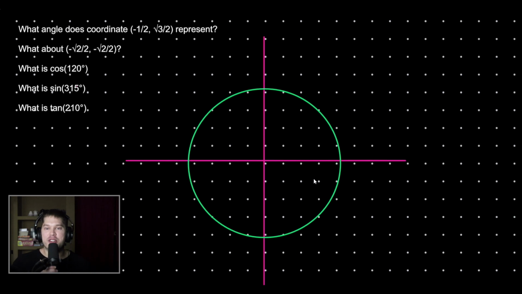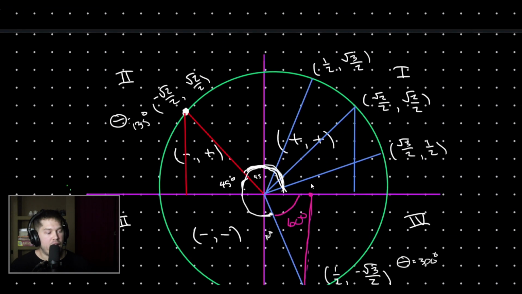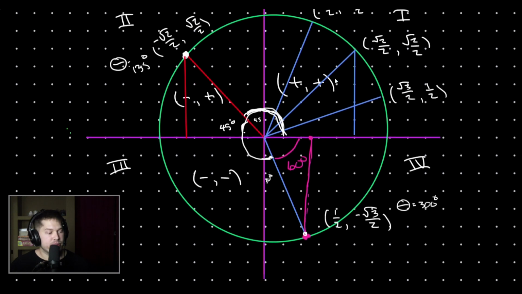Okay, so first of all, we need to ask ourselves, what quadrant are we in? Well, our x value is negative and our y value is positive, so that means we'll be over here in quadrant 2. And again, remember that your x coordinate represents your cosine value. So what do we remember for cosine being 1/2? When was cosine 1/2? Cosine was 1/2 here at 60 degrees.